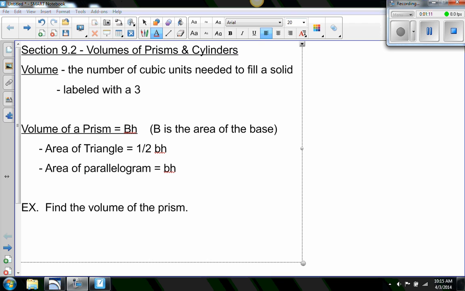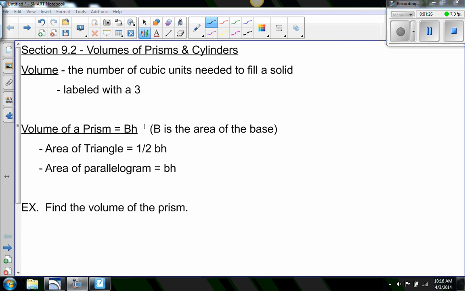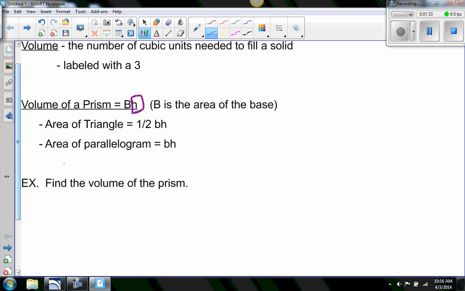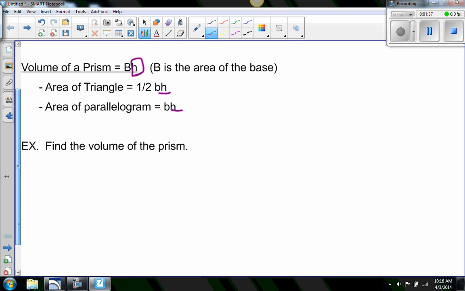If it's a parallelogram, which could be a square or a rectangle or an actual parallelogram, you just take the base times the height for the big B, and then you also have to take it times the other h, because this h right here is the height of the whole figure. So that's separate from these h's. Okay, so you're going to have two h's there, but they mean different things.